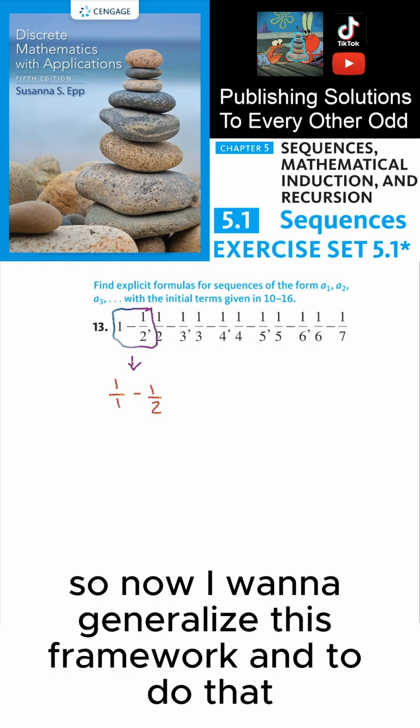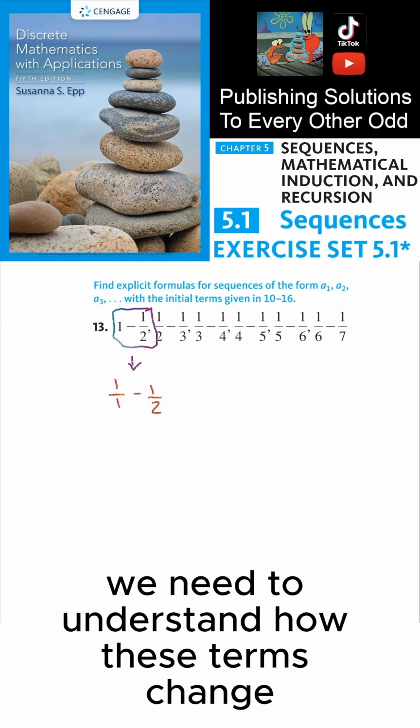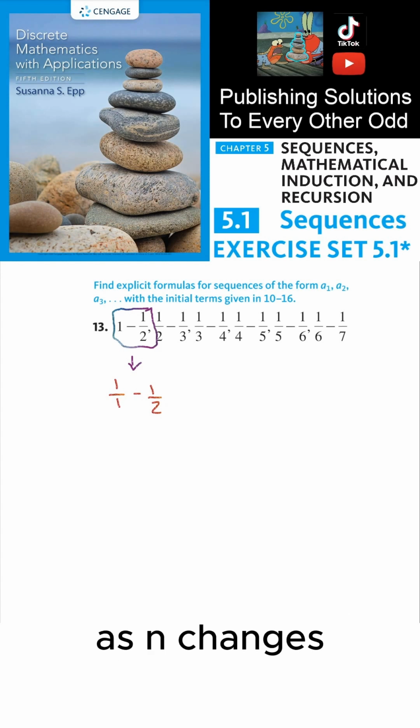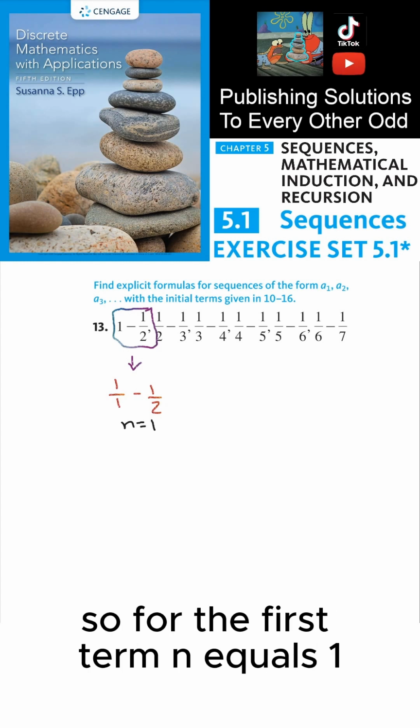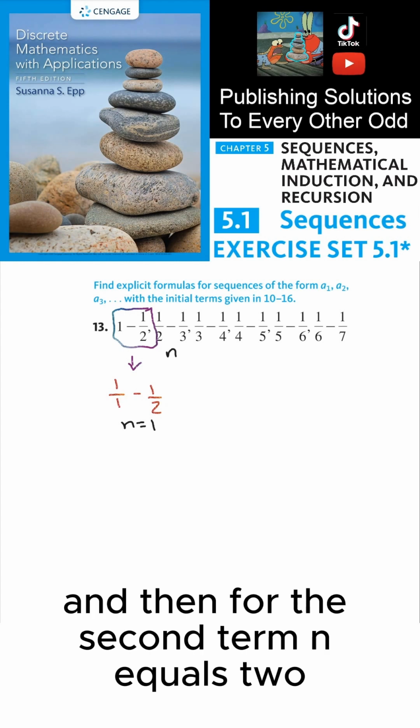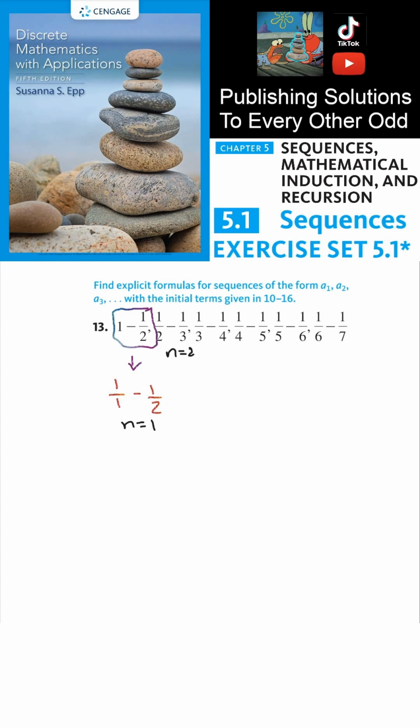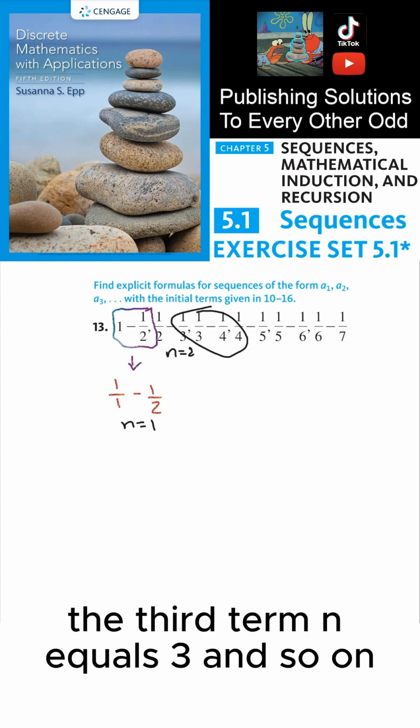So now I want to generalize this framework, and to do that, we need to understand how these terms change as n changes. Remember, n is the index variable. So for the first term, n equals 1, for the second term, n equals 2, the third term, n equals 3, and so on.